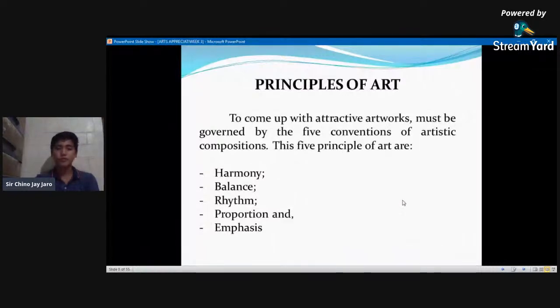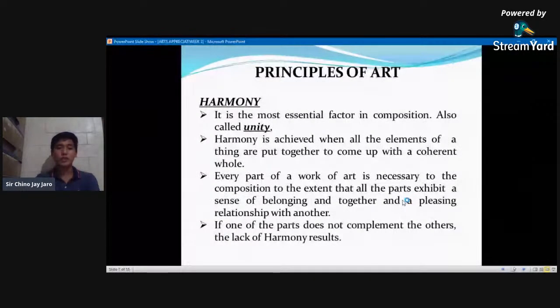So let us proceed now to the harmony. It is the most essential factor in composition, also called unity. So, ito daw yung pinaka-essential. Isa sa pinaka talagang kailangan sa principle of art. No? Harmony is achieved when all the elements of a thing are put together to come up with a coherent whole. No? For example, nagbibigay tayo dito para natin mabubuo ang isang artwork. No? We have, for example, binibigay natin dito yung mga geometric figures, squares, circles, and then nakakaroon tayo ng isang obra na pinagbubuo natin gamit ang iba't ibang uri ng shape.